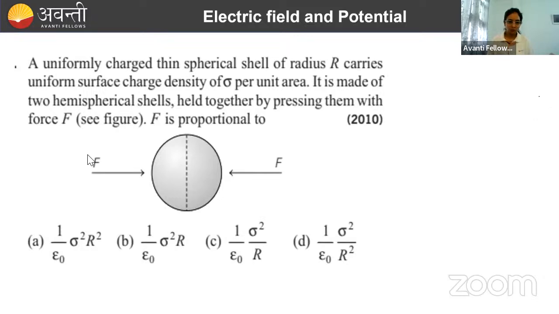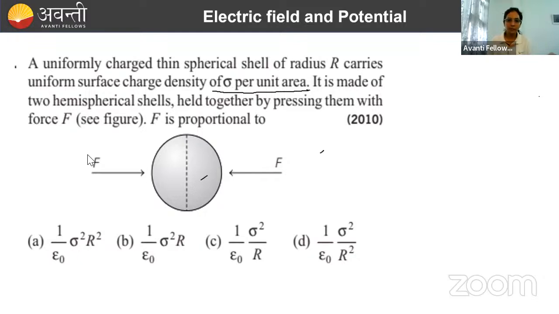So the question is: a uniformly charged thin spherical shell of radius r carries uniform surface charge density of sigma per unit area. So the charge density on it is sigma per unit area, that is the surface charge density. It is made of two hemispherical shells held together by pressing them with force F. F is proportional to.